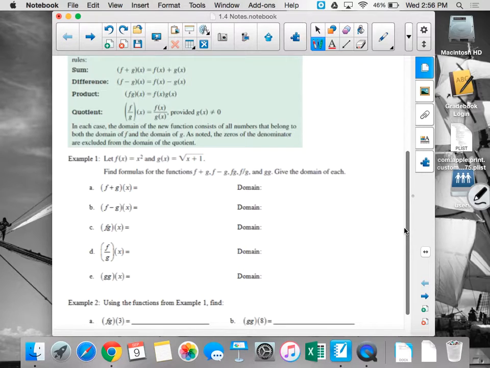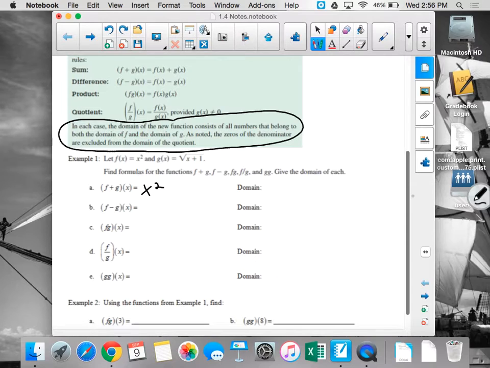I don't want to diminish what it does say up here about the domain, because that, if anything, is going to be something we need to address. And as we move through example 1, we'll talk about that. But let's start with just adding f plus g together. Well, f of x is x squared, and g of x is the square root of x plus 1, so we take your f of x and add your g of x together. And then you would typically simplify it, but there's nothing here to simplify, so this is it.